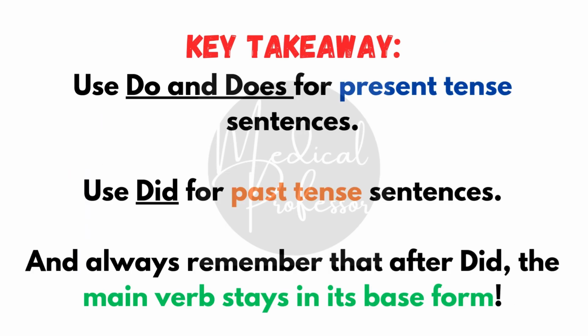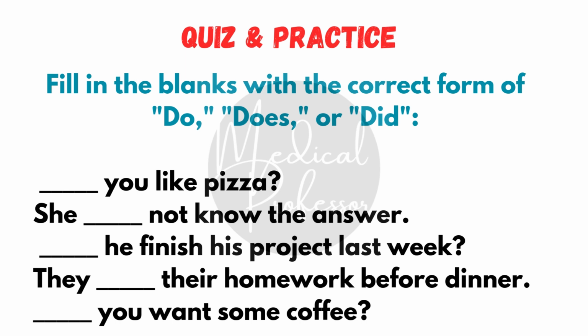What are the key takeaways? Use do and does for present tense sentences. Use did for past tense sentences. And always remember that after did, the main verb stays in its base form. That's it for the summary. Now, let's put this into practice with some exercises.